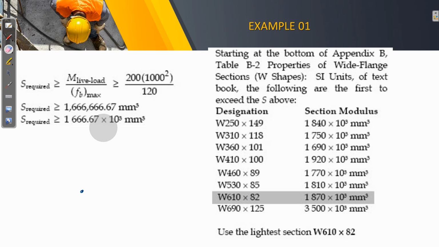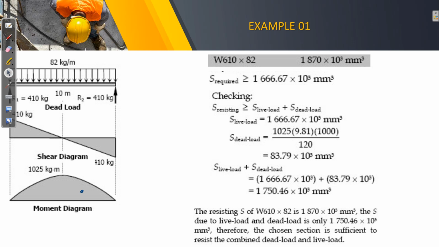So moving on, we're going to choose this section. So this is the section W610 by 82. Okay. And it is greater than your required 1666.67 times 10 raised to 3. So this is exceeding your S. Okay.